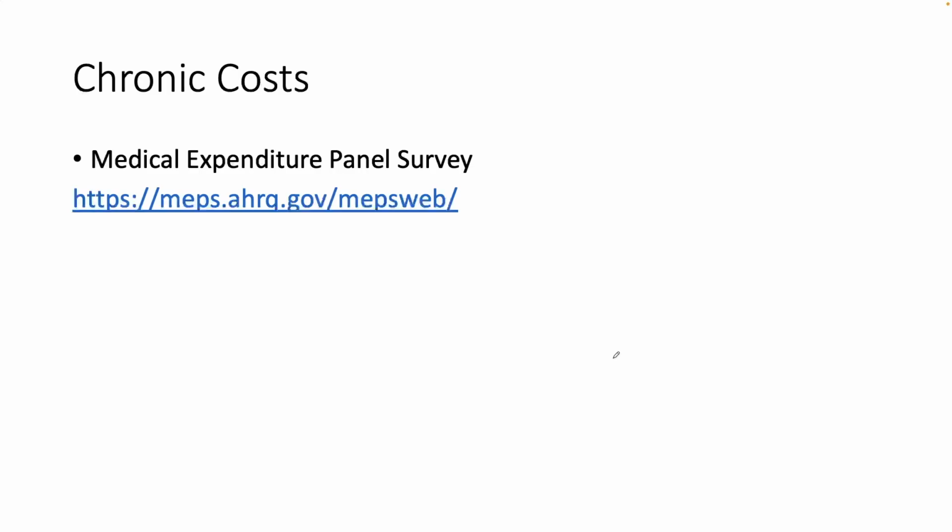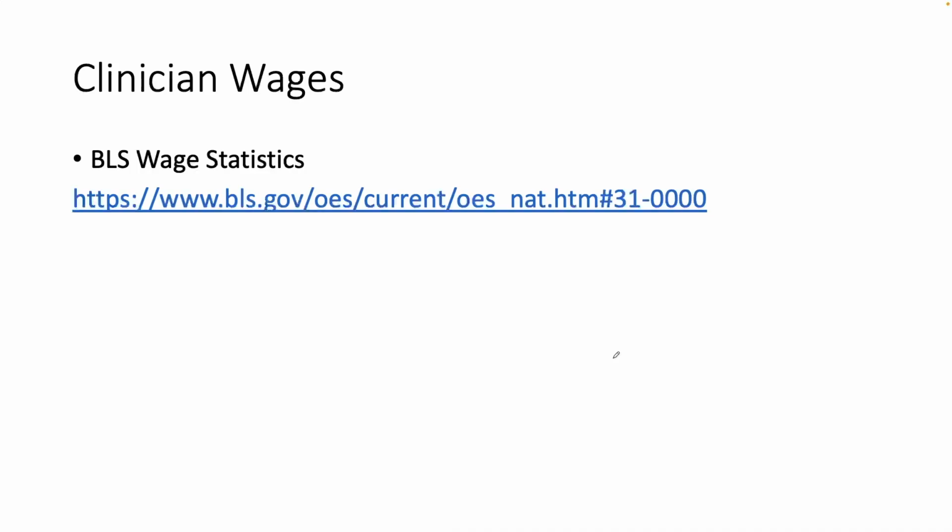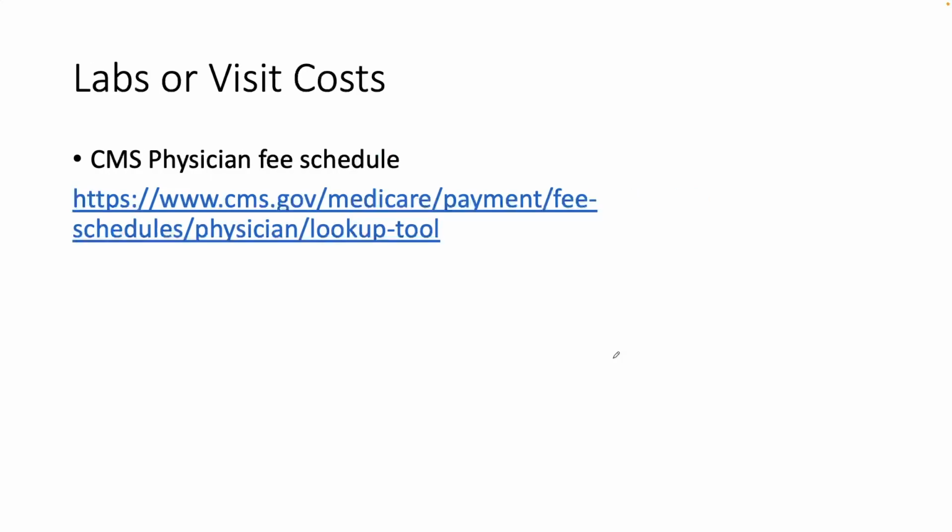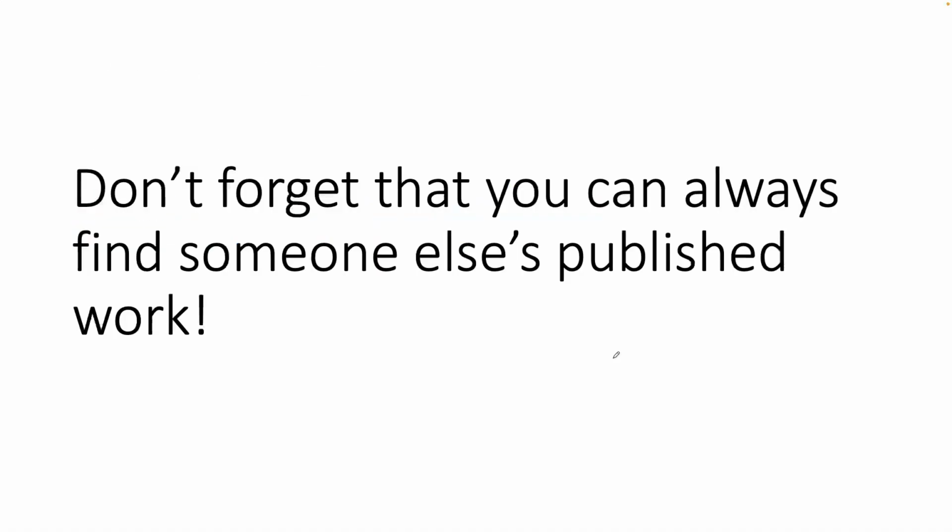For chronic costs, I often use MEPS, or the Medical Expenditure Panel Survey. Again, here's a link. You can look at the data. So a lot of these data sources are all by themselves rather complex, and so it's not something that we have time to go through in detail in this course. We can use the Bureau of Labor Statistics for things like wages. I often get labs and visit associated costs from the CMS Physician Fee Schedule, which is a publicly available database.